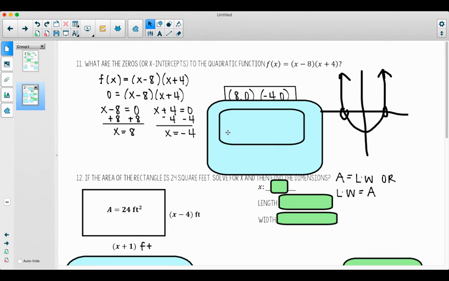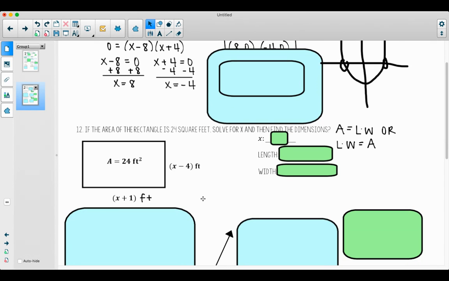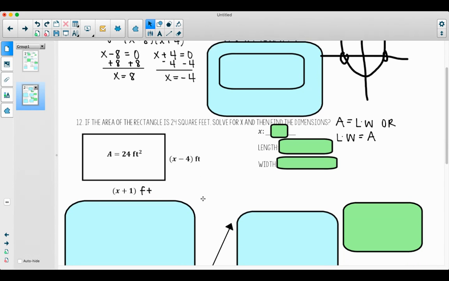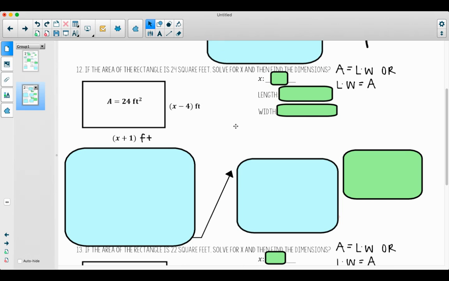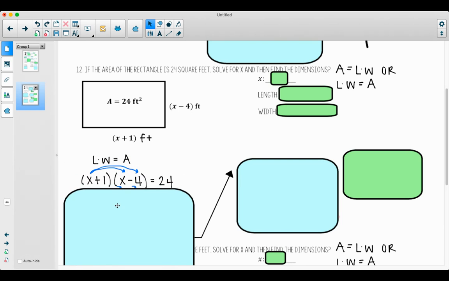Okay. Now, in the last two problems, we're looking at the modeling problems that we did. If the area of the rectangle is 24 square feet, solve for x and then find the dimensions. So when we did this in that last Ed Puzzle, we talked about how the area is equal to the length times the width. So what I'm going to do, my length is x plus 1, my width is x minus 4, my area is 24. I'm going to plug all that into my equation.